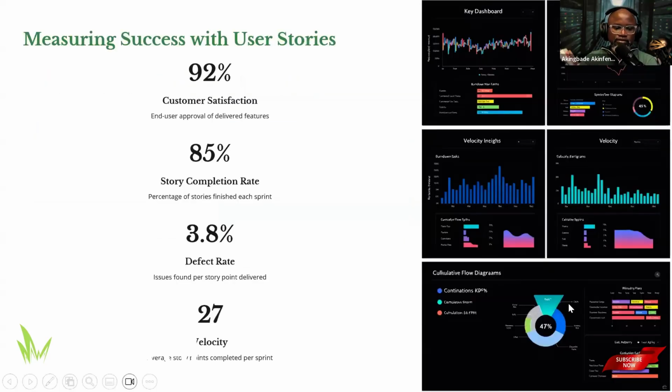All right. So ultimately we want customer satisfaction and story completion rate, to make sure we have most of our user stories done. We have minimal defects ultimately, and we check what our velocity is, meaning what's the story point for us?